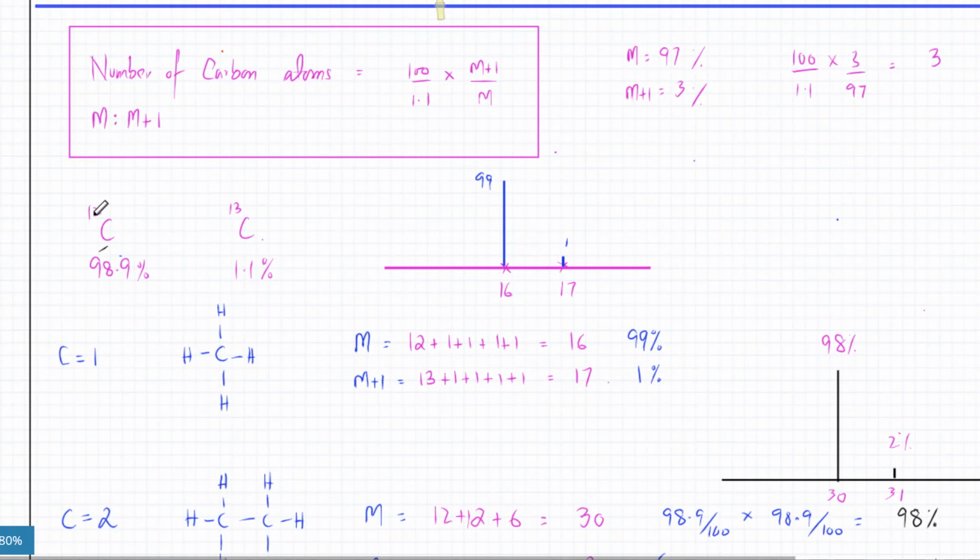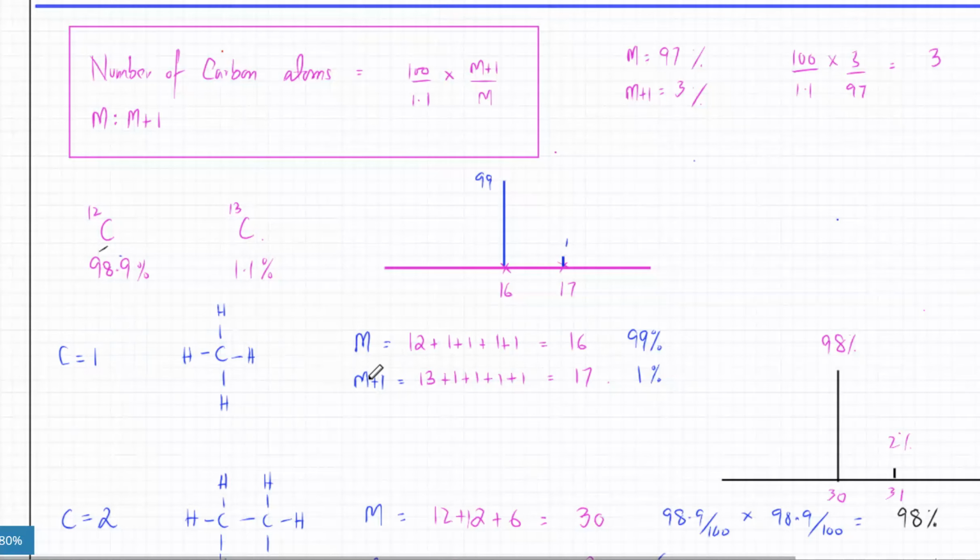Carbon also has isotopes, so there's going to be variation in masses due to carbon's isotopes. Most of the time, carbon has a mass of 12, and the relative abundance, or the probability of getting carbon 12, is almost 99%. There's a 1% chance of getting carbon 13. Let's say I have a molecule that has one carbon atom, like CH4. This CH4 molecule is going to have two different masses. Either carbon is 12 and the hydrogens are 1, so 12 plus 1 plus 1 plus 1, that's 16.